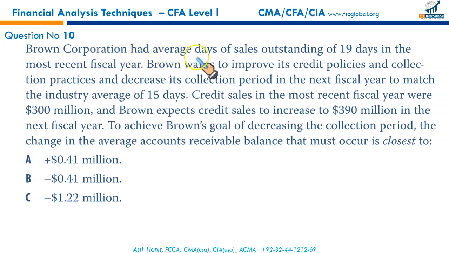Brown Corporation had average days of sales outstanding of 19 in the most recent fiscal year. Brown wants to improve its credit policies and collection practices and decrease its collection period in the next fiscal year to match the industry average of 15 days. This has been his historical average of collection. This is the time his average customer pays, in 19 days. He wants to bring it down to 15 days. Credit sales in the most recent fiscal year were 300 million.